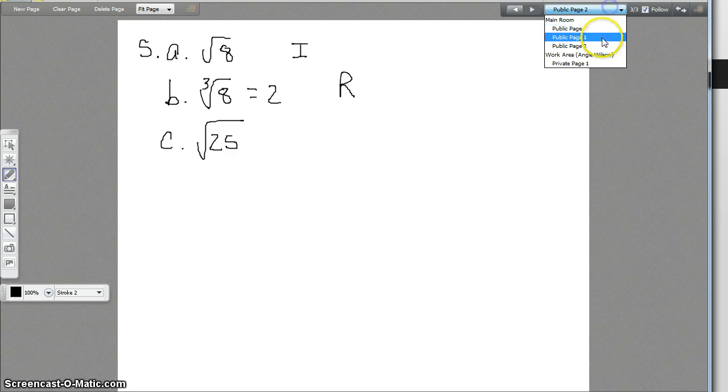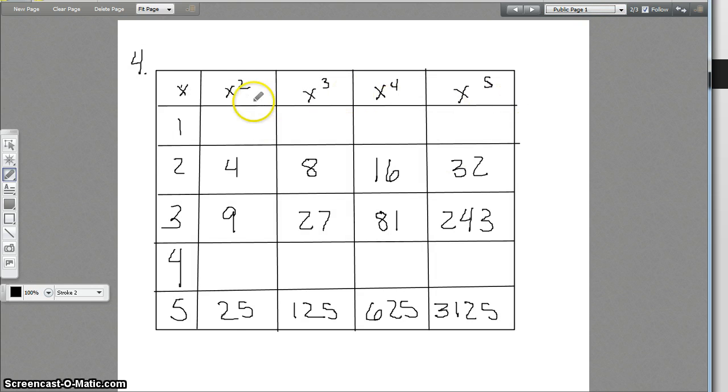Part C, square root of 25. Okay, we go back to our chart on the previous page. Do we see a 25 in the square column? We do. 25 is the square of 5.